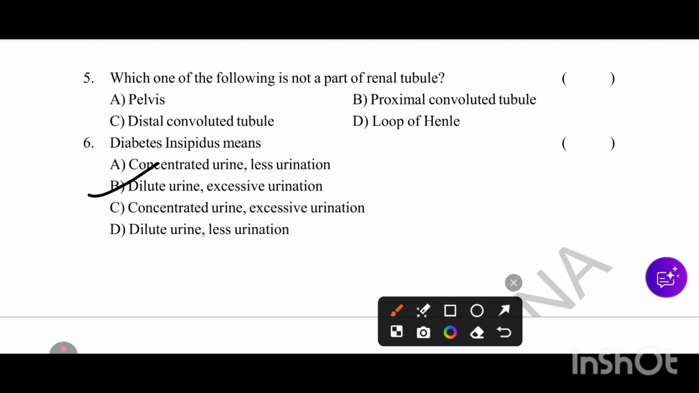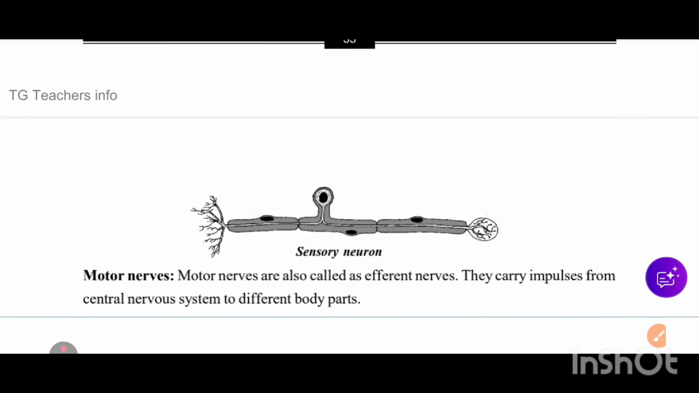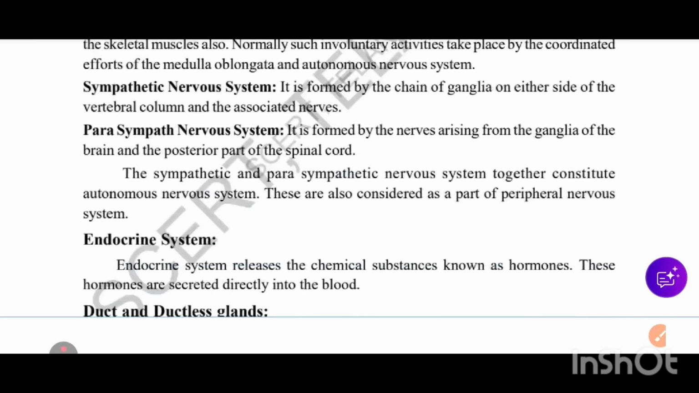Option is B. Dilute means water concentration is more, less waste material or fewer salts are present, and urination will be more predominant. Excessive means more urination. So for the sixth one, the right option is B. Is it clear? I hope everybody understood even the six bits of this chapter, excretion, which is the fourth chapter.